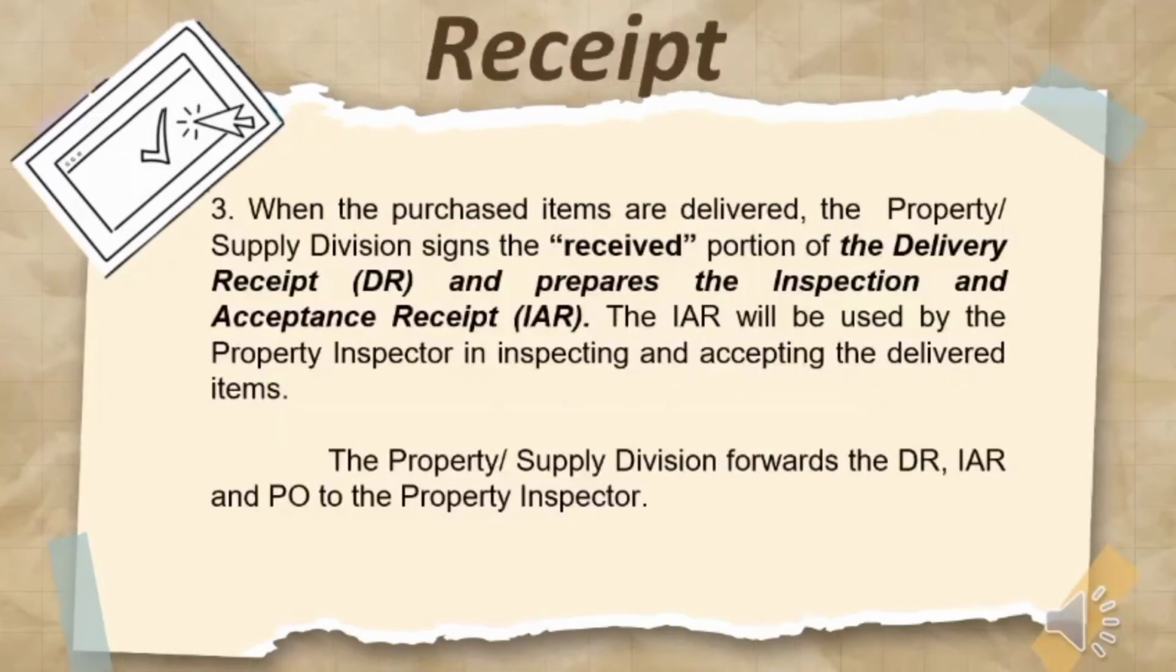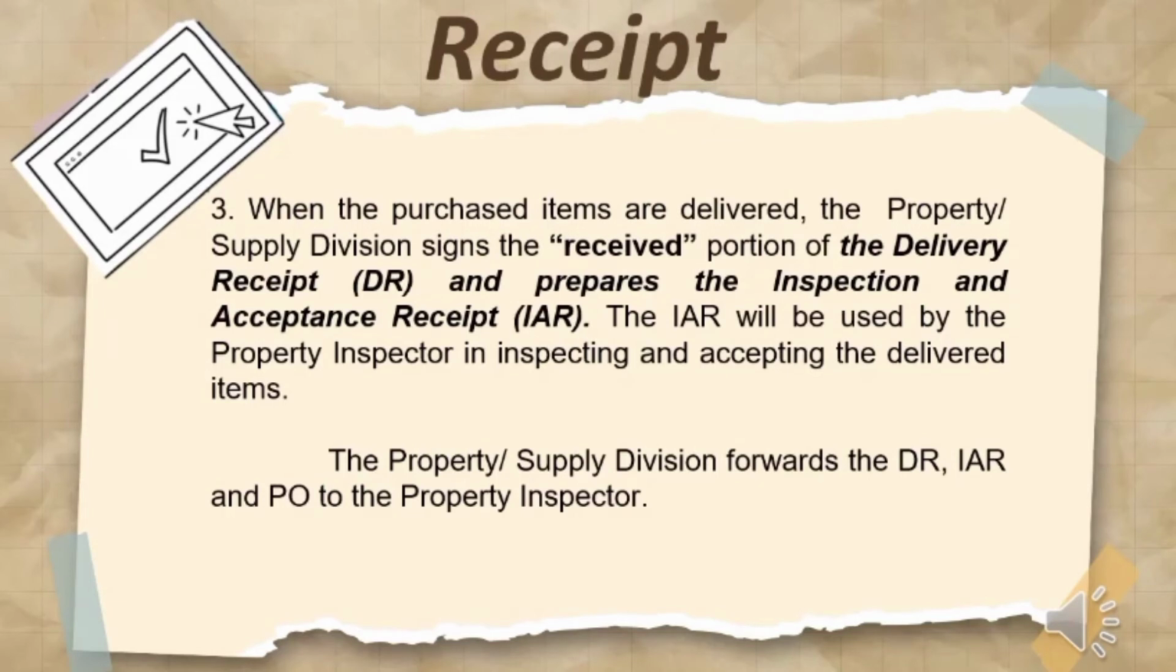Next, when the purchased items are delivered, the Property Supply Division signs the received portion of the delivery receipt and prepares the inspection and acceptance receipt. So the IAR will be used by the property inspector in inspecting and accepting the delivered items.